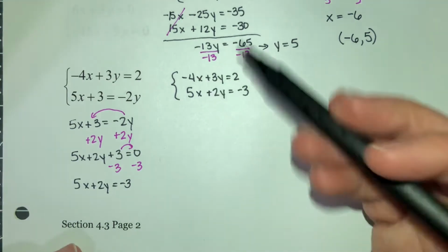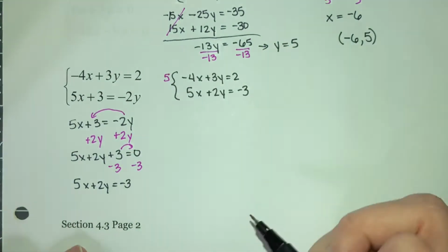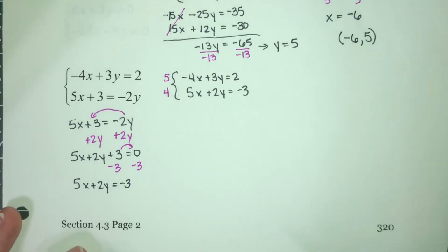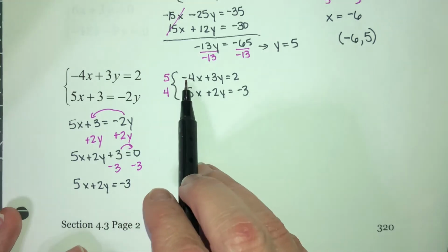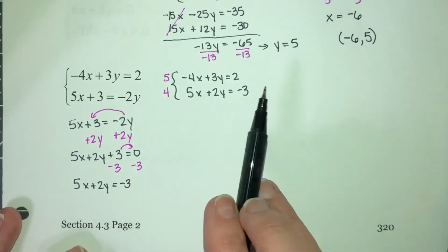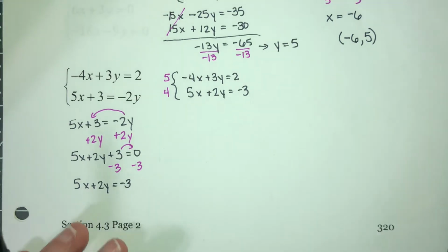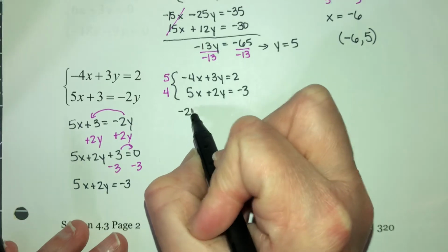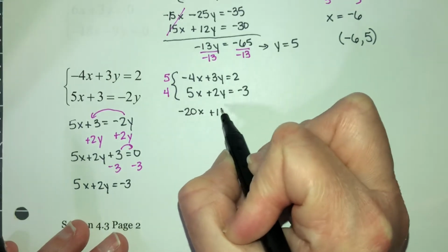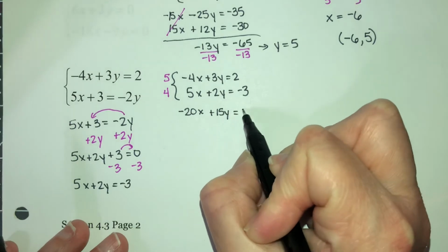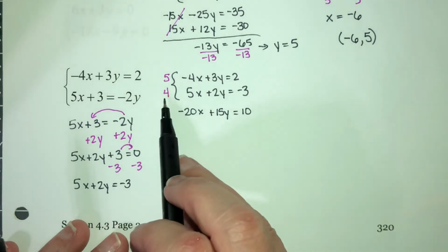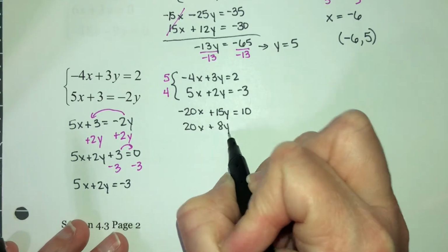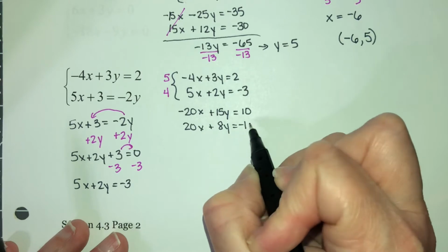So I'm going to turn the 4 into a 20 by multiplying by a 5. I'm going to turn the 5 into a 20 by multiplying by a 4. Now double check your signs, make sure it's going to be right for you. I'm going to have a negative 20 here and a positive 20 here, so that's going to work. So make sure you multiply all the way through, and you get negative 20x plus 15y is equal to 10. And then multiply here, positive 20x plus 8y is equal to negative 12.